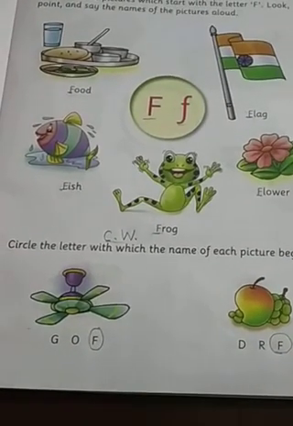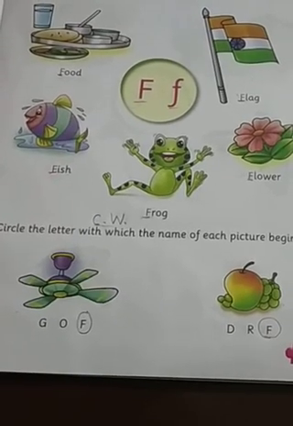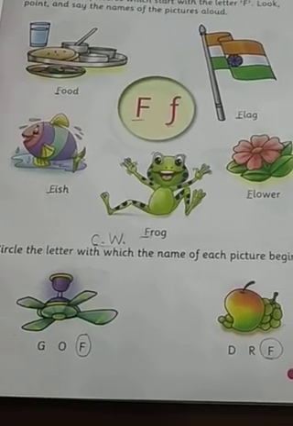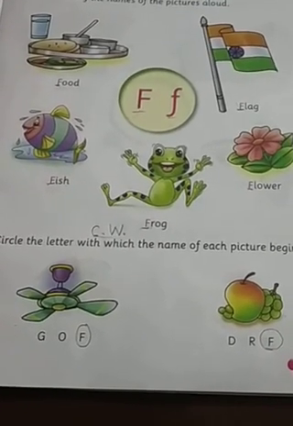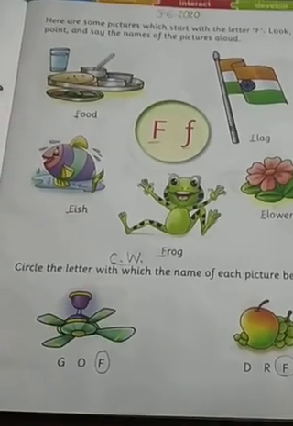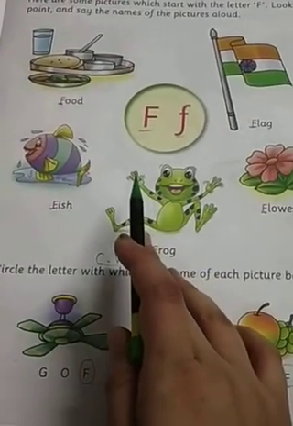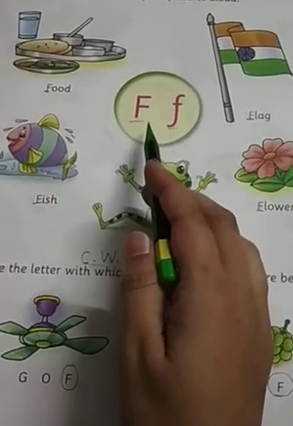Now what's your task? Your task is to learn the names of the pictures that start with letter F. For example, if someone asks you to tell two F letter pictures, you can immediately answer F for fish or F for flag, F for frog, whatever you wish. So in this video we have seen the pictures that start with letter F. And in the next part of this video we will learn to write letter F.